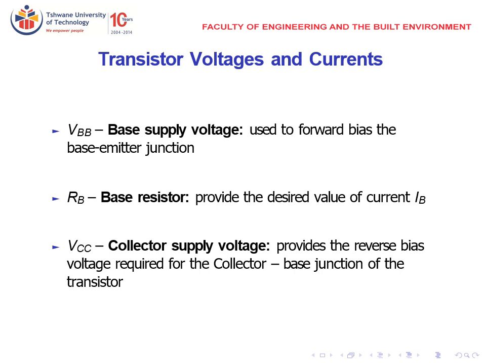Okay, the circuit shown in A, VPB, it's the base supply voltage. So it is used to forward bias the base emitter junction. RB, it's the base resistor. It provides the desired value of the current IB, base current. VCC is a collector supply voltage. It provides the reverse biasing voltage required for the collector base junction of the transistor.